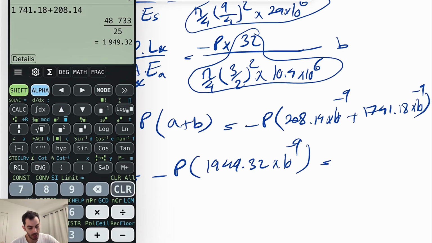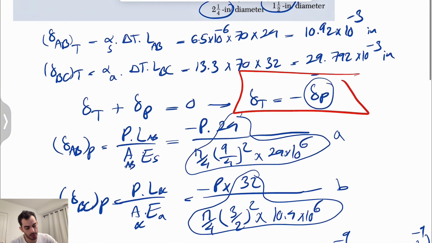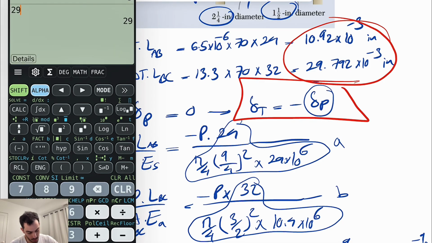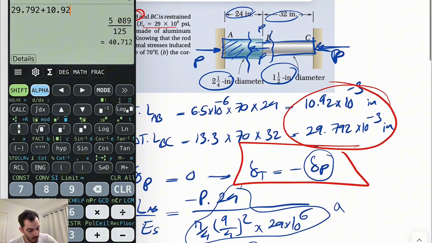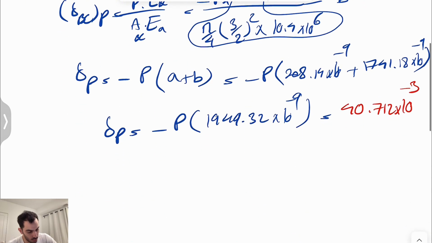And this will be equal to what we explained here. Our delta T, which is the sum of these two values, will be equal to 29.792 plus 1092.4712 times 10 to the minus 3. And here we can just multiply everything by negative, so delta P is equal to minus delta T, and we need to put a negative sign in here. That's how we get rid of the negative signs.